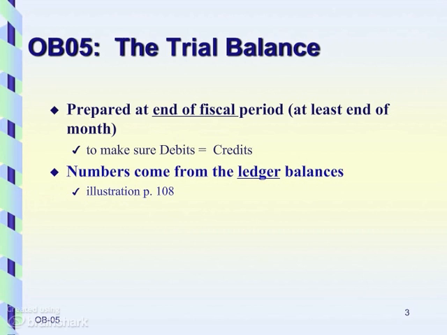The trial balance, if you recall, simply proves that debits equal credits. It does not prove that the transactions were actually entered properly, analyzed properly, or recorded properly. It just simply proves that the debits equal the credits.